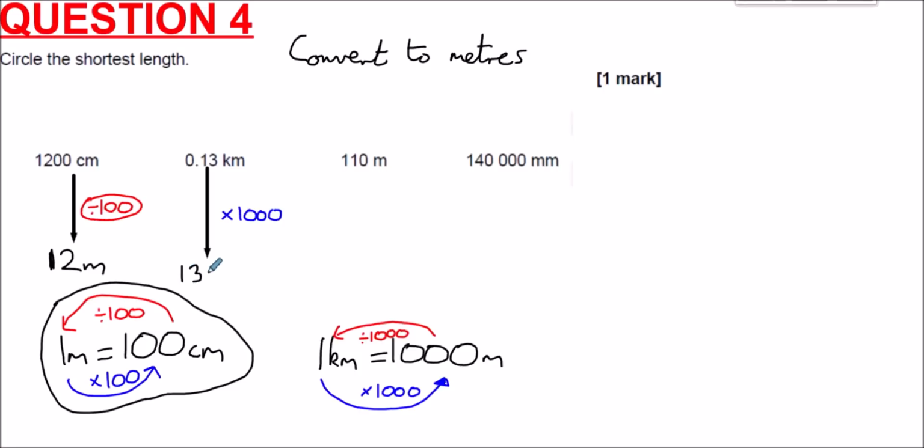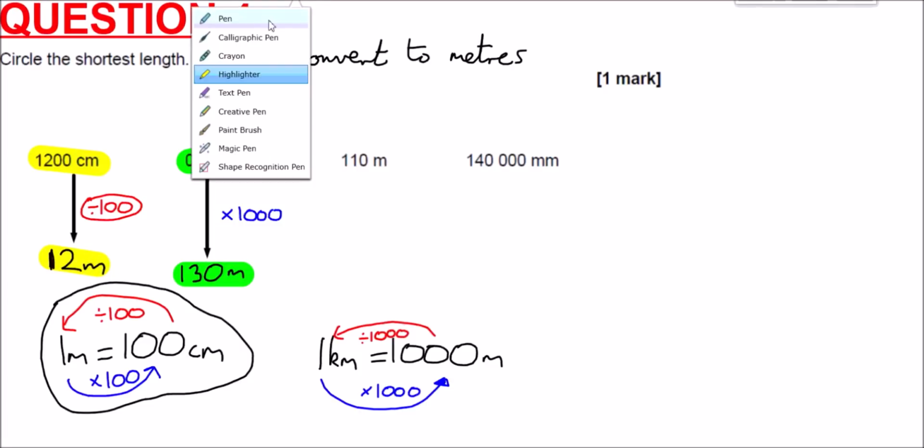And so already we can work out that this one isn't the shortest, because 12 metres is definitely shorter than 130 metres. So this one we worked out was 12 metres, 0.13 kilometres we said was 130 metres. 110 metres is already in metres, so again we know this one isn't going to be the shortest. 12 is still the shortest.